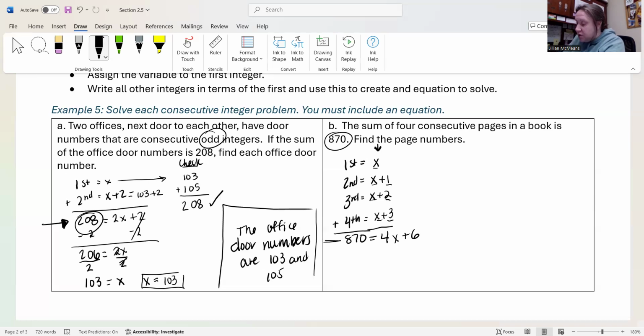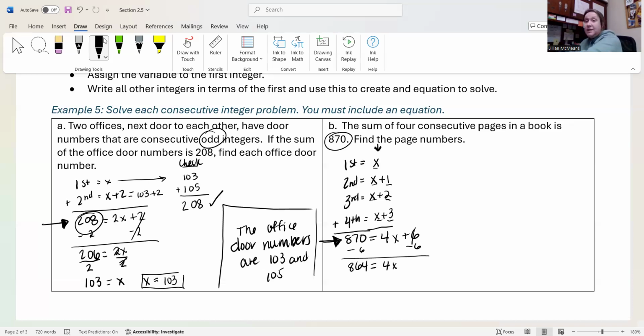Okay, so here's my equation to solve. First thing I want to do is get the 4x alone. My issue is the 6. I want to subtract it from both sides. On the left, 870 minus 6 is going to be what? 864. And then on the right, the 6's cancel. 6 minus 6 is 0. 4x plus 0 is just 4x.